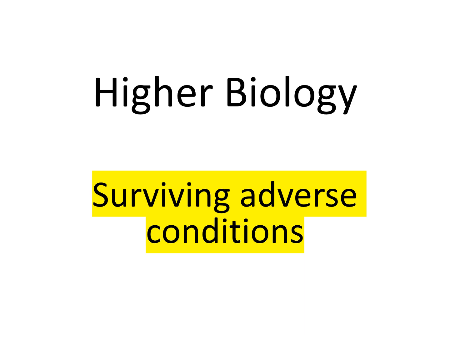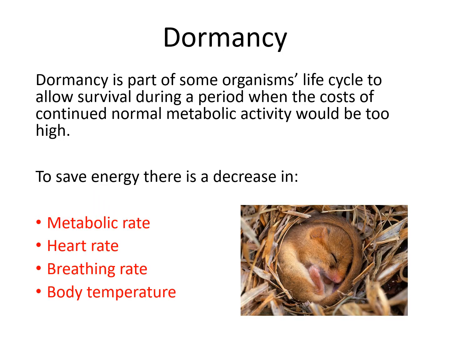This video is going to look at how organisms survive adverse conditions and also how they avoid them, and it's going to look at the types of dormancy. So dormancy is part of some organisms' life cycle, and it allows them to survive during a period where the cost of continued normal metabolic activity would be too high.